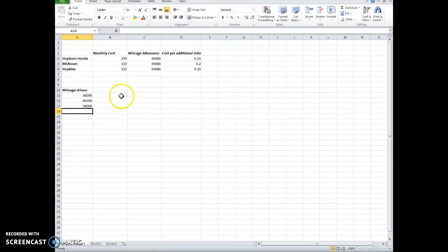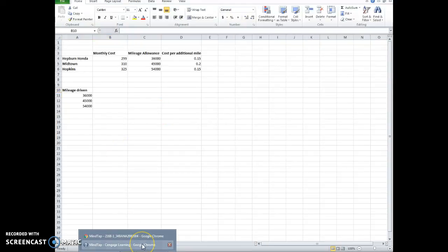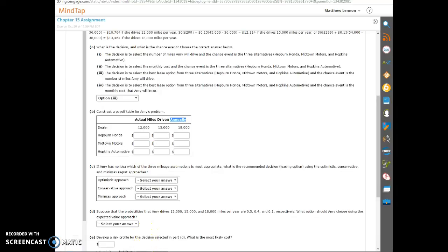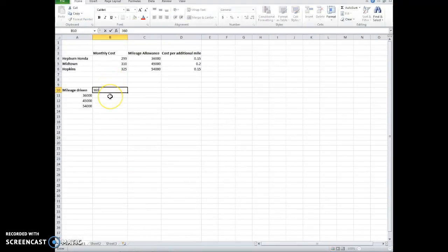And then we have the formulas for each. Maybe I've done this backwards compared to how it's laid out. Okay, so they've got it there, so let me switch it. I'll put the mileages up here: 36,000, 45,000, and 54,000. And then here I'll put Honda, Midtown, and Hopkins. So the formula for each is going to be the fixed monthly cost times 36 months. So 36 times $299 for this one.